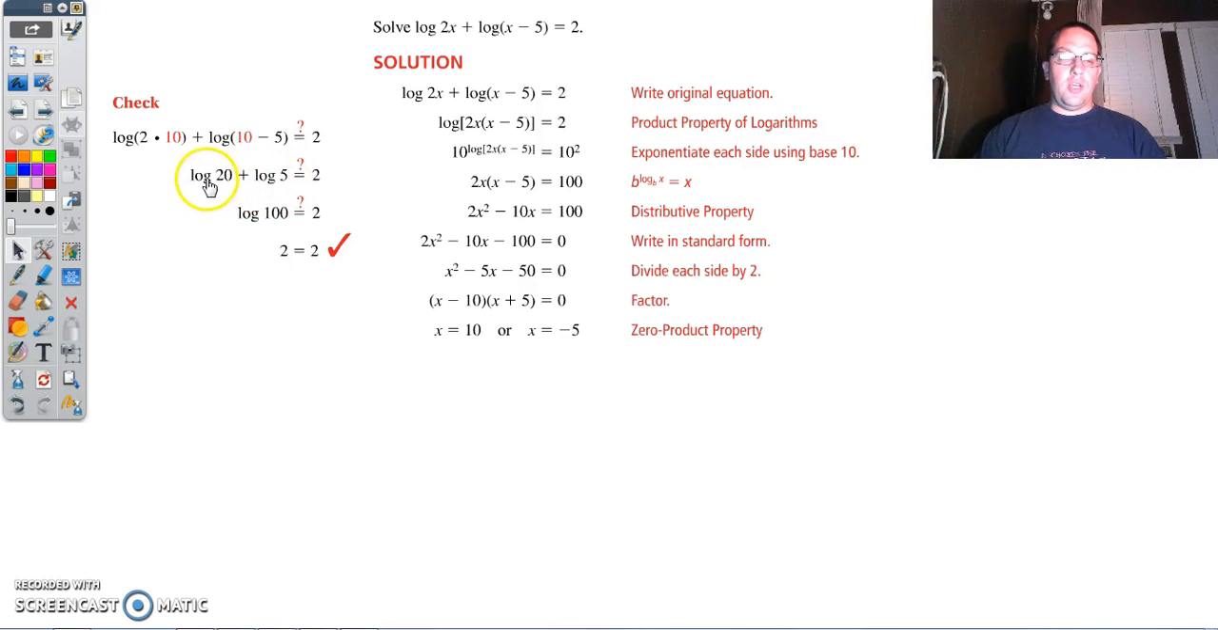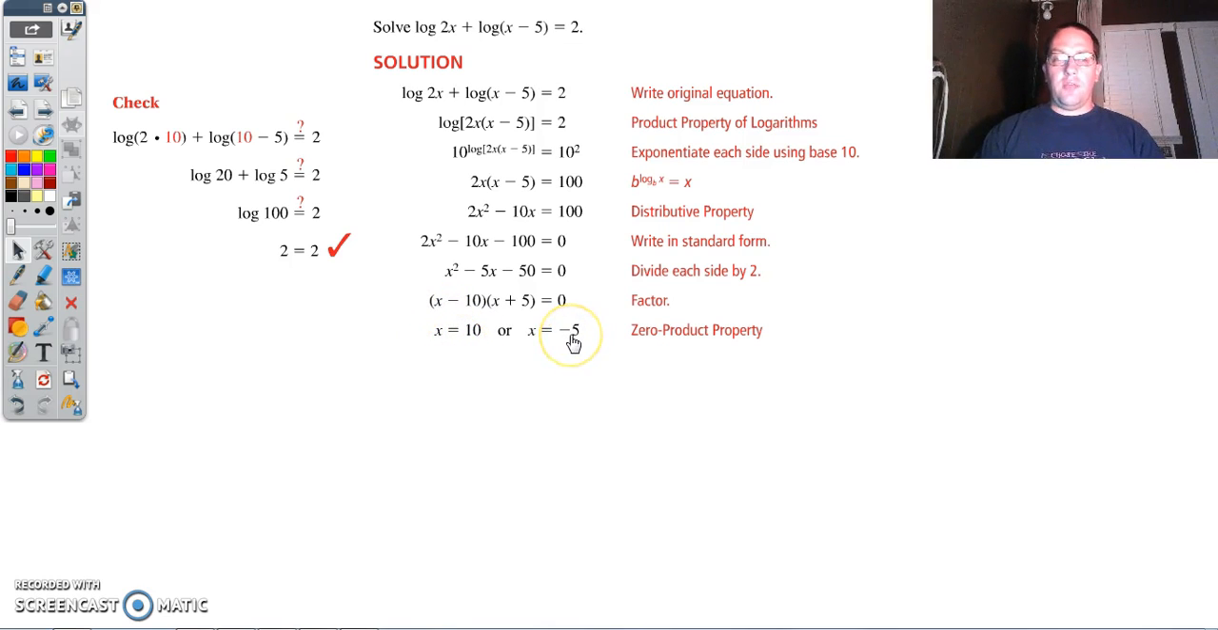Now we're going to put these together. We're adding the logarithms, so we multiply the arguments. So 20 times 5 is 100, and common log of 100 is 2. 2 equals 2, so x equals 10. That's a good solution. We like it.